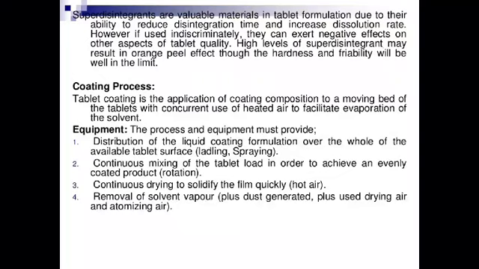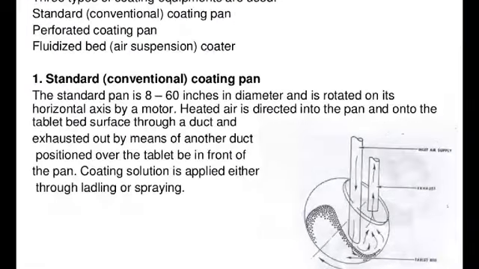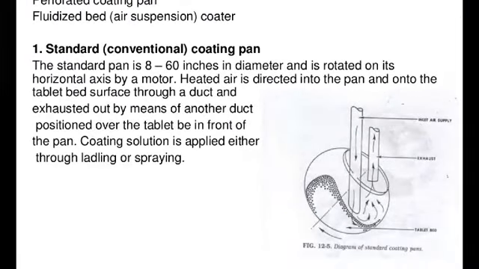There are a number of equipments nowadays, from conventional to advanced ones. Equipment is broadly divided into three types: standard or conventional coating pans, then perforated coating pans, and the highly sophisticated FB coater, that is fluidized bed air suspension coaters. So this is a picture of a standard conventional coating pan.